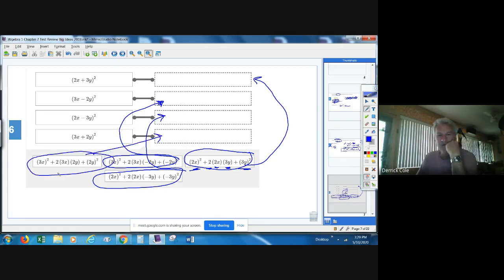All right. First term squared. Multiply the two terms and double it. That's double right there. And then the second term squared. All right.